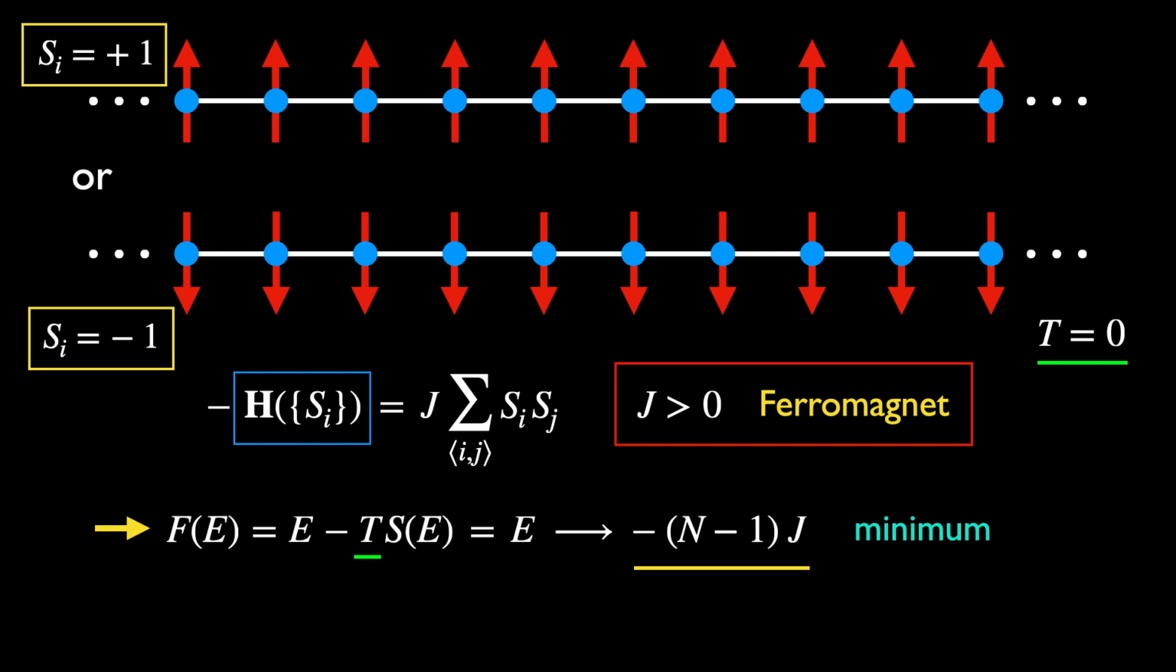Often, we shall assume the thermodynamic limit, where n goes to infinity, so it doesn't matter if we write n-1 or n, just the same order of magnitude will do. So at zero temperature, ferromagnetic phases are possible as they minimize the free energy.